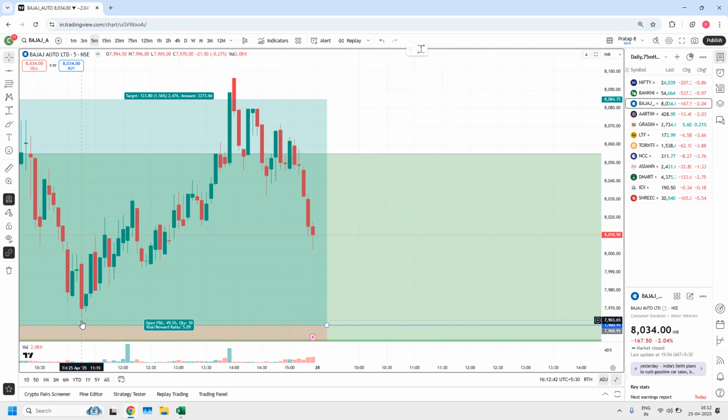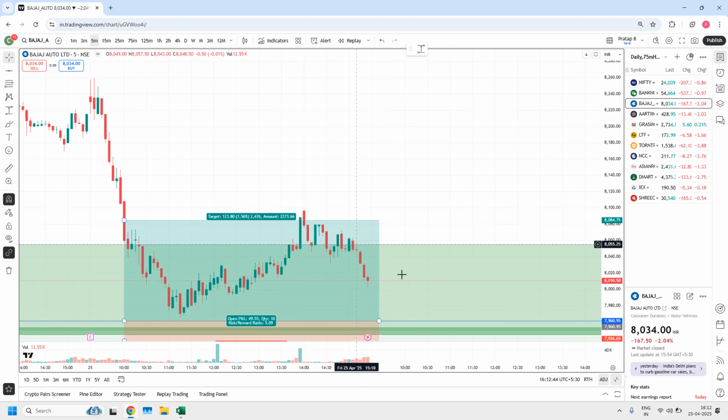See here, the low of this candle here. See, the cost of the stock is 8,000 rupees. 8,000 rupees means even 4 rupees or 5 rupees is a very minute value. Around 3 rupees we missed the trade. See, 8,000 rupees shares, they sharply move 20, 30, 40 rupees easily.